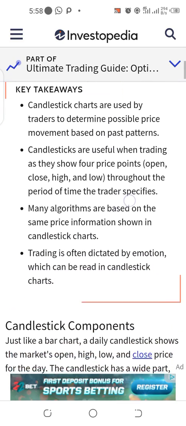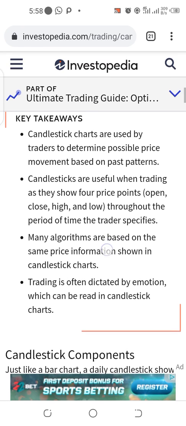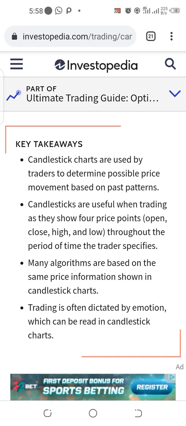Now, key takeaways here are: the first one, candlestick charts are used by traders to determine possible price movement based on past patterns. What he's trying to say is there is a candlestick pattern that we have seen before. Now, in the next year, if you see that kind of candlestick, because of the pattern you saw last time, the pattern is showing that it's coming down. So it means that if you see it again in the future, it's expected that the price is also going to come down. That's what candlestick charts are telling us.